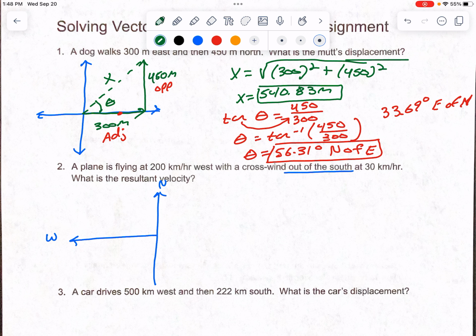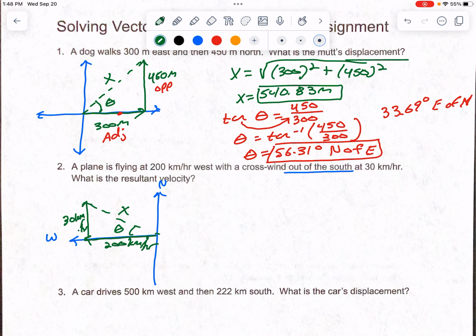So I'm going to go 200 west. Kilometers per hour is just your unit. That just means velocity, so you don't need to do anything different. Don't get too hung up on that. And then we're going to go 30 kilometers per hour to the north, and then we're going to tie back in. So your triangle would look like this.